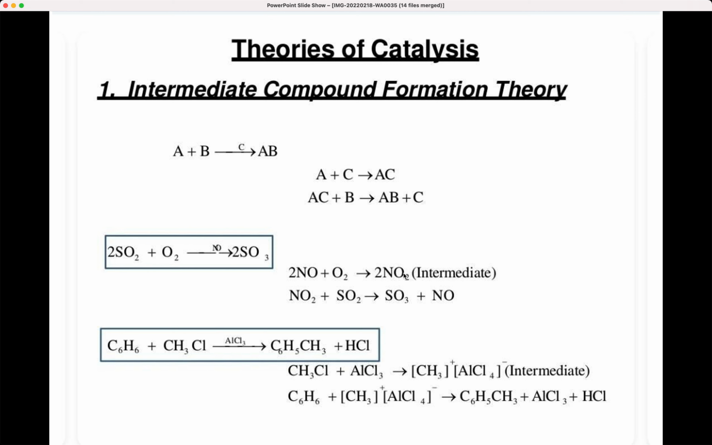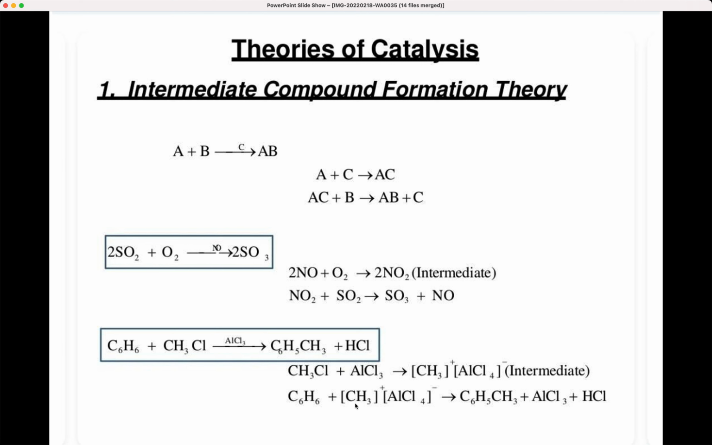NO2 here is a product, and plus SO2 from here. Leaving out oxygen, you have to take the two other substances on the reactant side. And finally you get NO plus O2 gives NO2 intermediate. This NO2 reacts with SO2 over here to give you the product SO3 plus NO. Similarly, in this reaction, what is the intermediate formed? This is the intermediate formed.